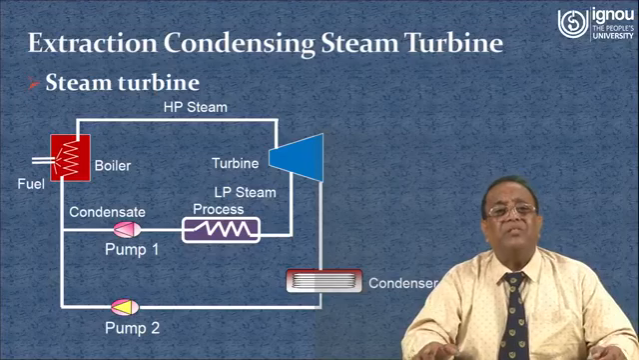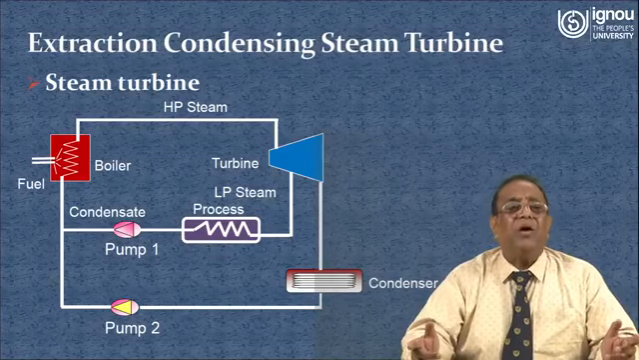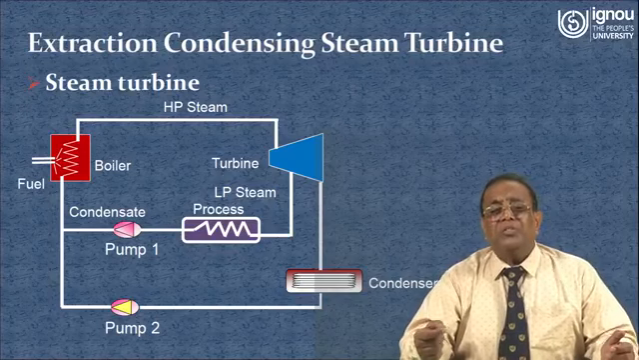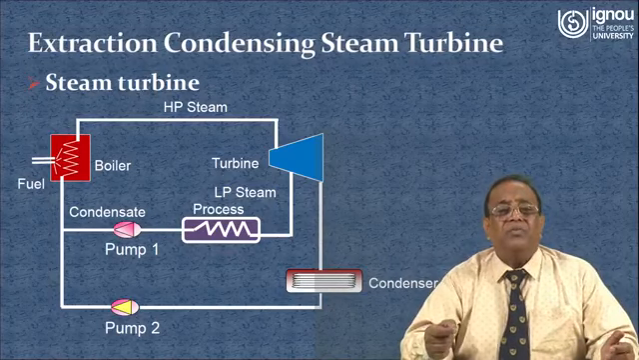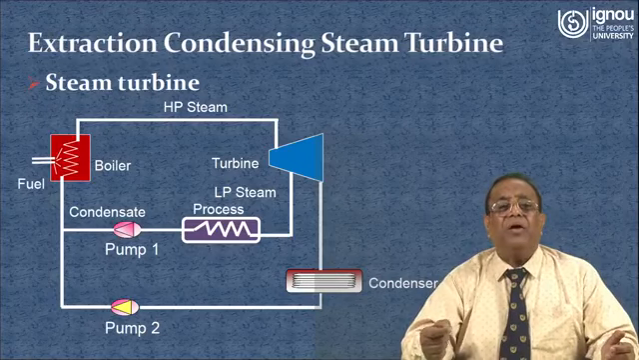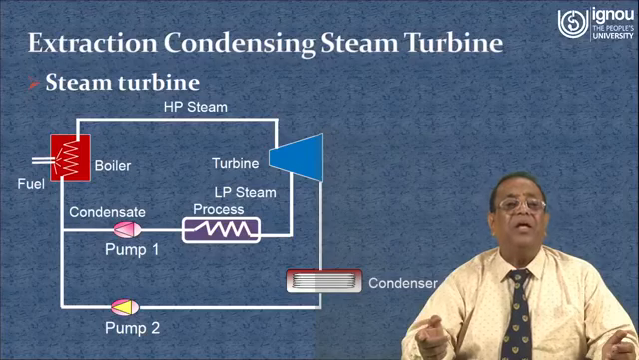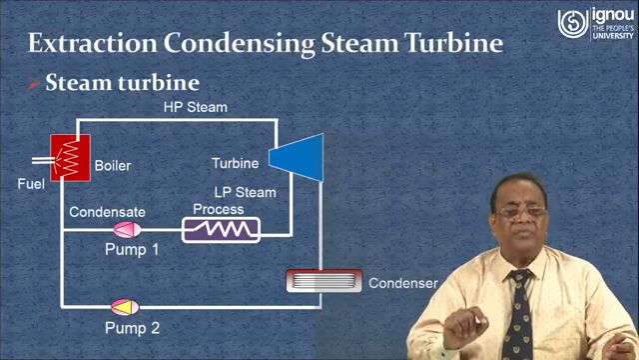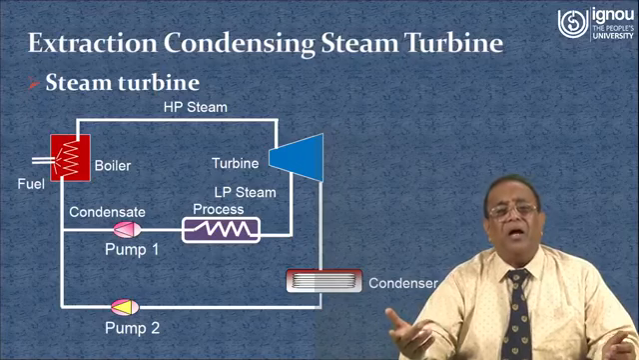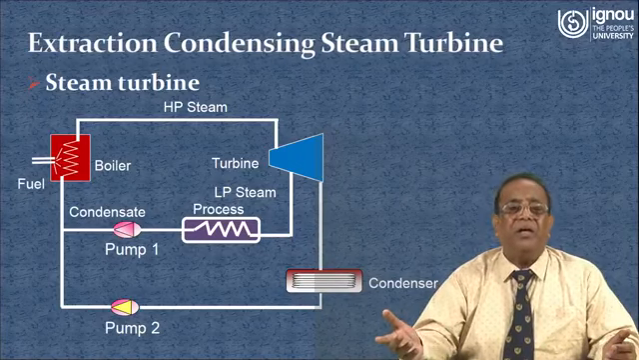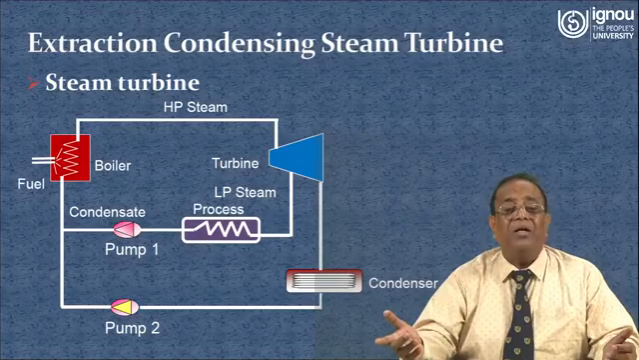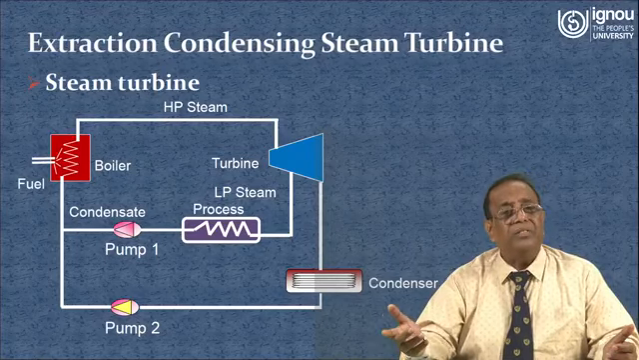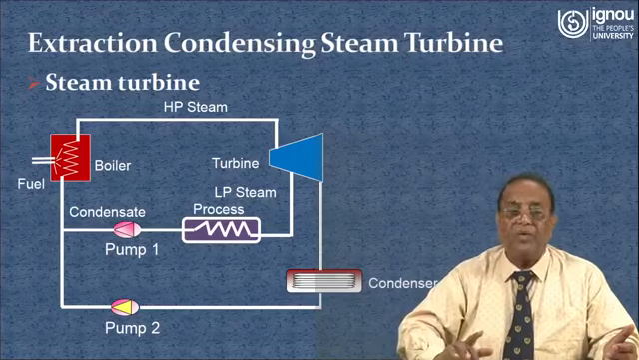So, this is the extraction condensing steam turbine, and you see the boiler which generates steam, and the high pressure steam enters into the turbine. The steam is extracted from the steam turbine at a particular point as per our requirement, and that heat is recovered in the process heater. After that, when it is condensed, through the pump it is again sent to the boiler. The remaining steam will further expand in the turbine, and after that the low pressure, low temperature steam passes through the condenser and is condensed into water, and pump 2 sends that water back to the boiler to complete the process.